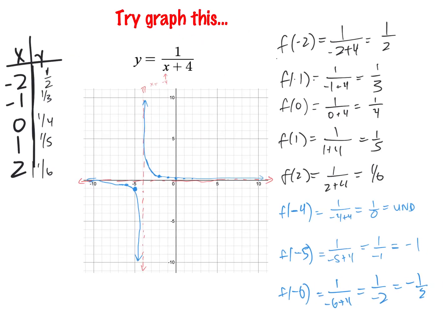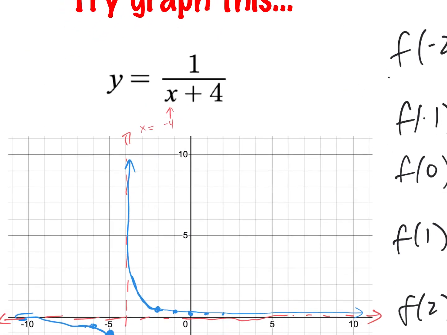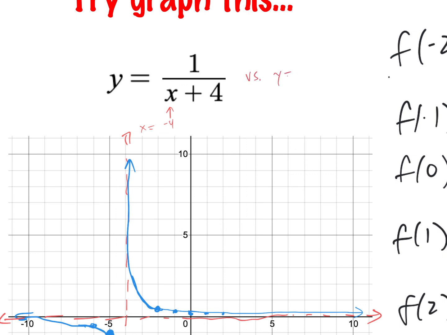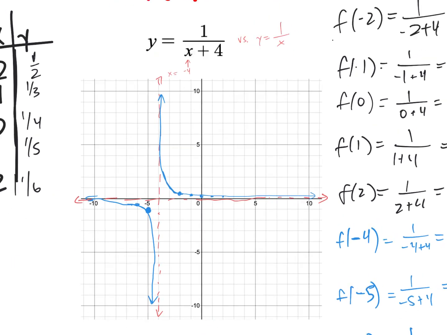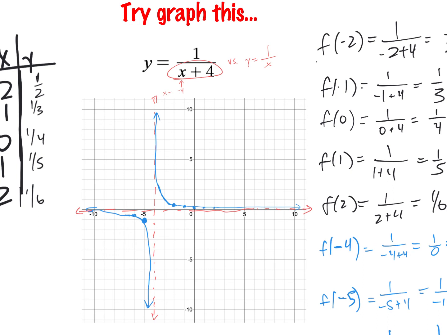So you can see, y is equal to 1 over x plus 4, versus y is equal to 1 over x. You can see that the vertical asymptote almost got shifted by adding 4 on the denominator, shifted over 4 units. We'll talk about that more tomorrow.